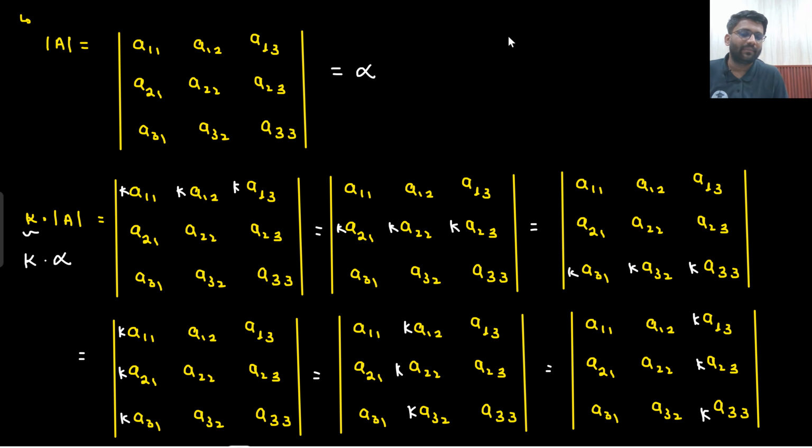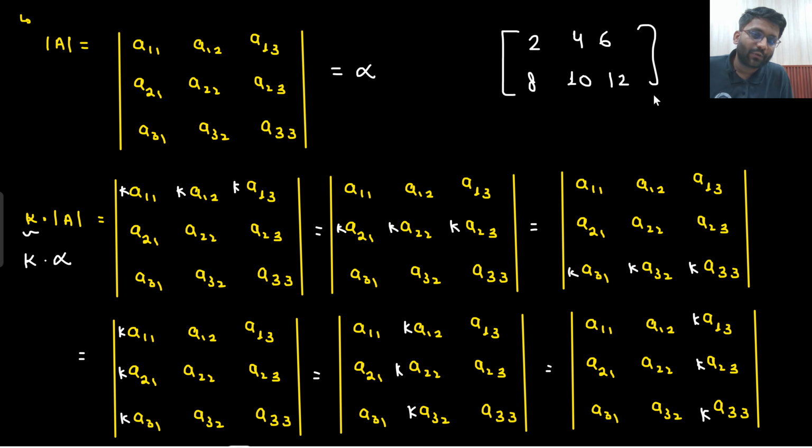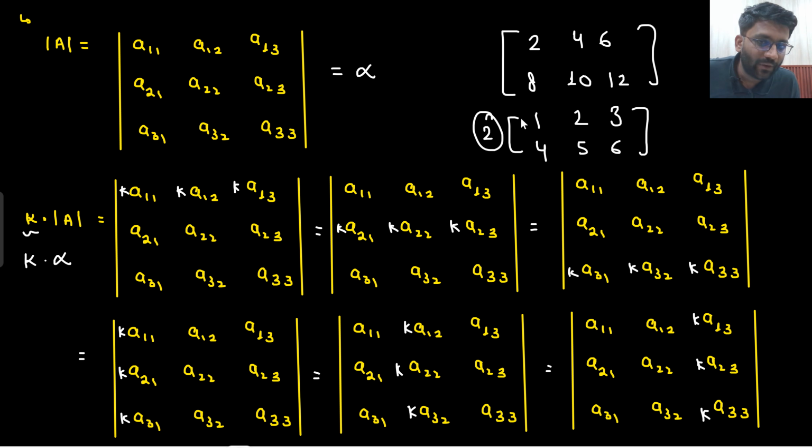Basically, if I talk about the matrix 2, 4, 6 and 8, 10, 12, how will I take the common value outside? The common factor is 2. So this is how I will take it outside: 2 multiplied with the matrix 1, 2, 3 and 4, 5, 6. That means in a matrix this value will be multiplied with every element.